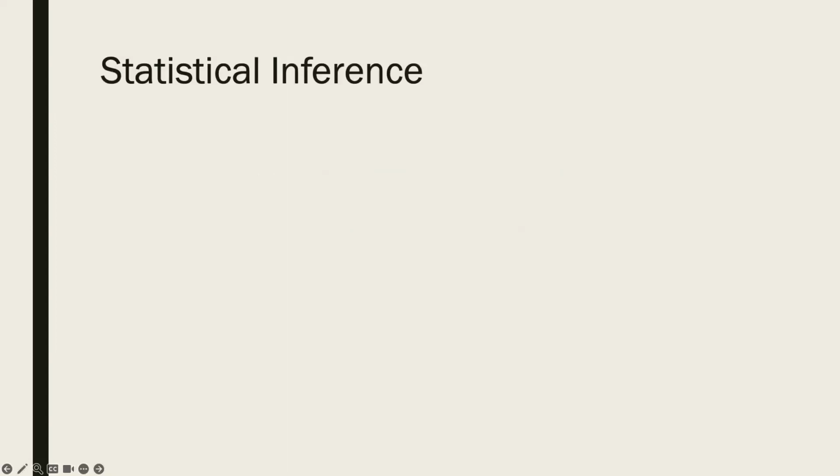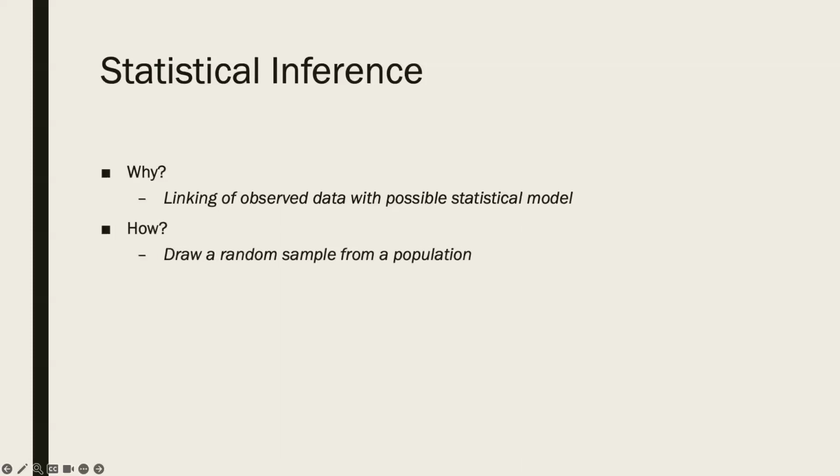So, why do we want to conduct a statistical inference? Because we want to have a big picture of a population by linking our data to a possible statistical model like a normal distribution. So how do we do it? Well, we just do a random sampling from a population. And what is the purpose? We use it to make decisions and predictions, and also to produce an estimate of a parameter of the whole population.